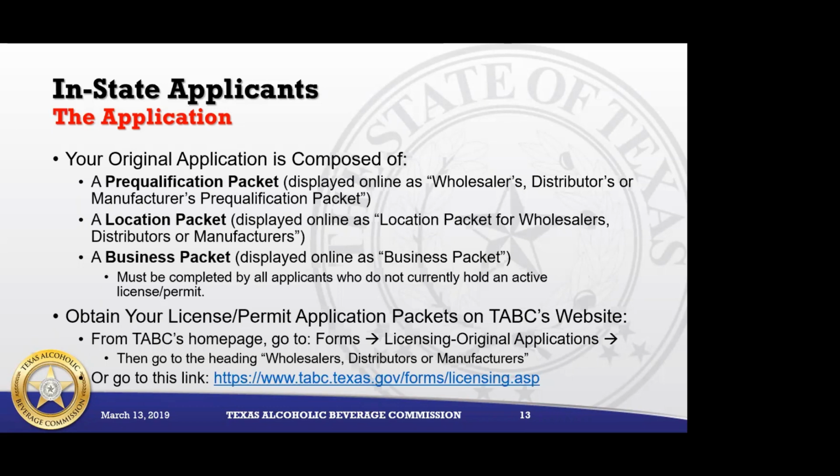You may access any of these packets on our website. You can use the direct link shown on our screen, or you can go to our homepage selecting Forms, followed by selecting Licensing Original Applications. This will take you to Licensing Original Application Forms, and from the heading Wholesalers, Distributors, and Manufacturers, the packets will be located there.